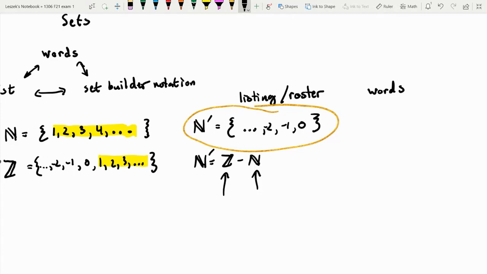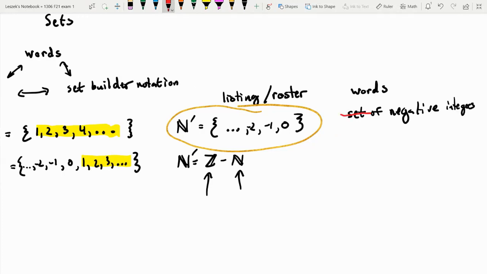We can't say these are negative integers, right? You can't say this is the set of negative integers. Does anybody know why this is wrong? Why this is not correct? Well, because yeah, 0 is neither negative nor positive, right? It's like neutral in terms of sign. So instead, we can say it's simply the non-positive integers. It's the set of non-positive integers. It's like all the integers which are not positive, right?